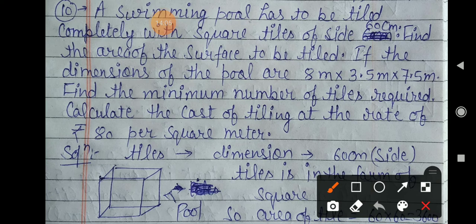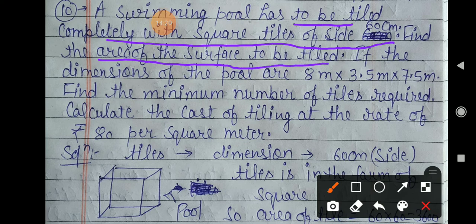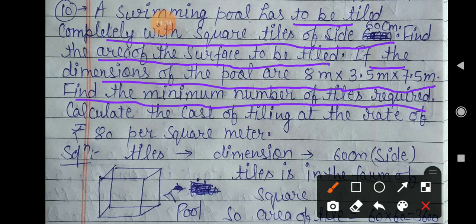Now you have to see that a swimming pool has to be tiled completely with the square tiles of side 60 centimeter. Find the area of surface to be tiled. If the dimension of a pool are 18 meter into 35 meter into 7.5 meter, then find the minimum number of tiles required. Calculate the cost of a tile at the rate of rupees 80 per square meter. Okay, so this is your things here.